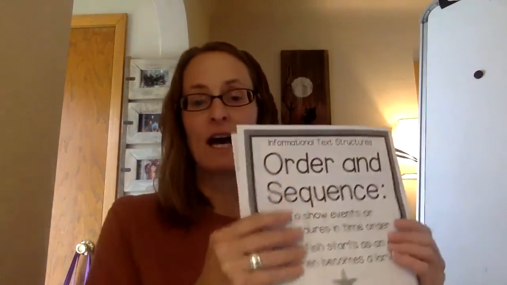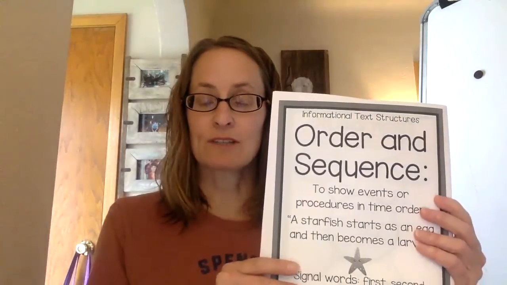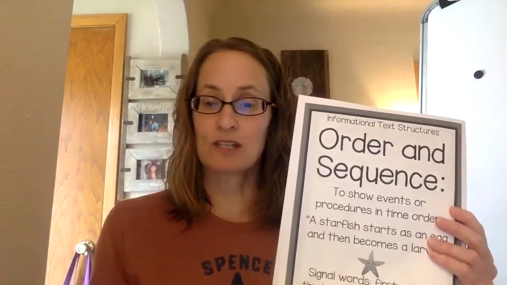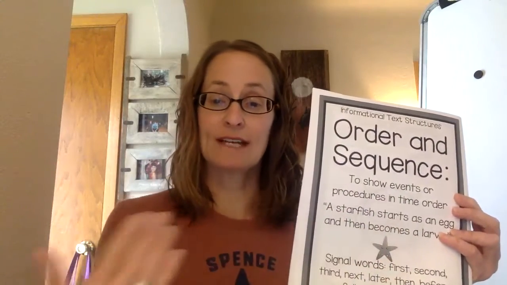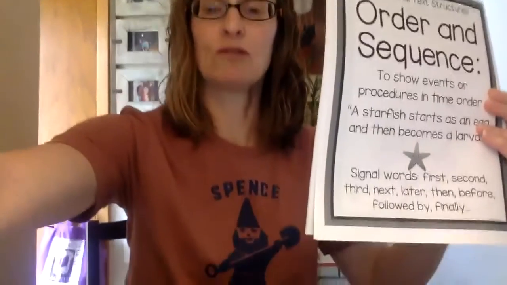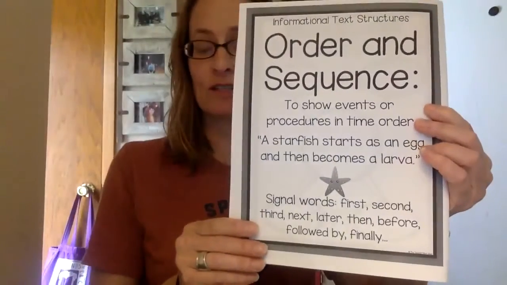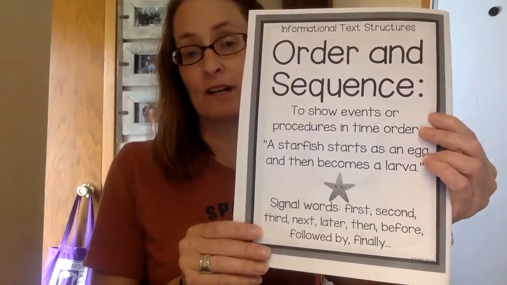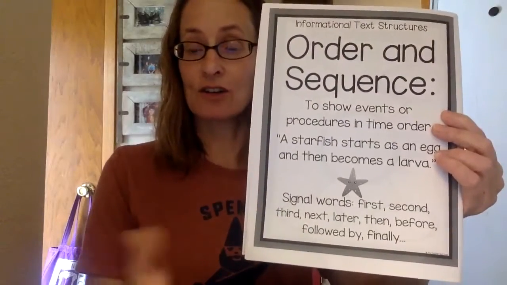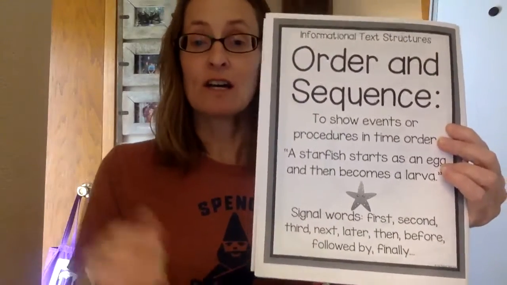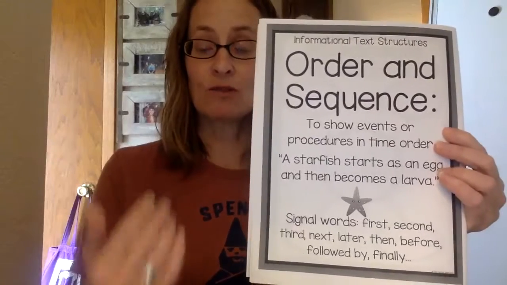What we're going to focus on, another text feature, is how authors order and sequence information to show events or procedures in time order. So this says a starfish starts as an egg and then becomes a larva. If you look at the bottom, you should recognize all these transition words that we use when we did narrative writing and informational writing. First, second, third, later, okay? So when we do our reading selections, be looking for those different signal words.